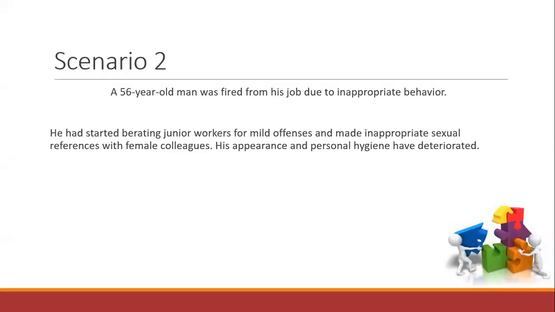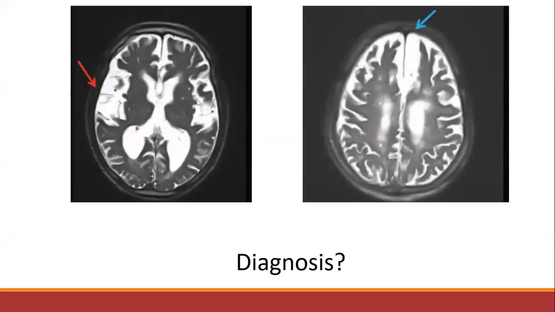Now coming to scenario 2, a 56-year-old man was fired from his job due to inappropriate behavior. He started berating junior workers for mild offenses and started to make inappropriate sexual references with female colleagues. Over time, his appearance and personal hygiene deteriorated. So this was the patient's MRI. What is the diagnosis? Behavioral variant of FTD.